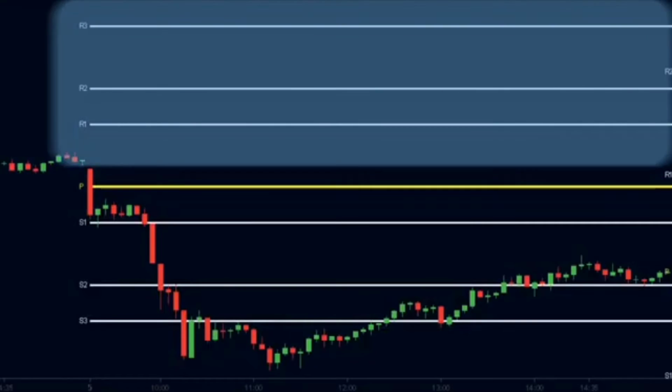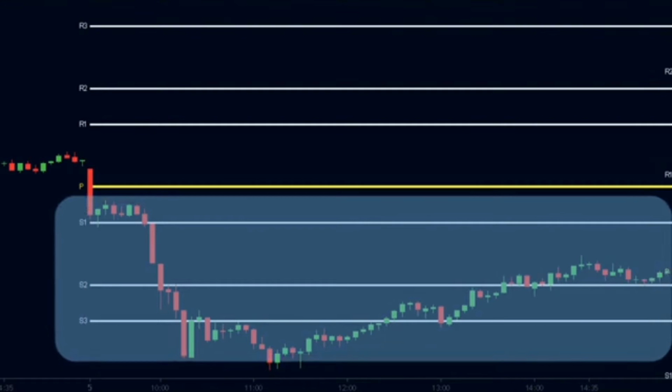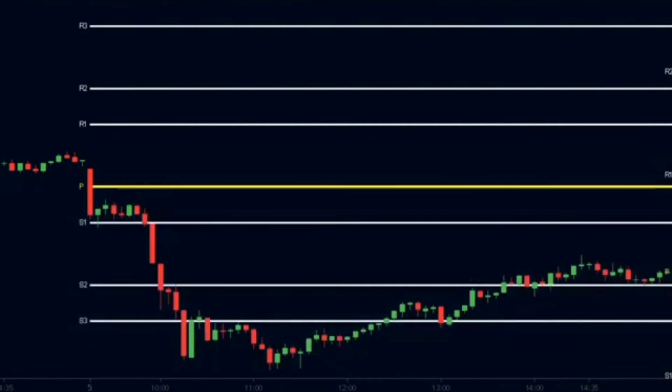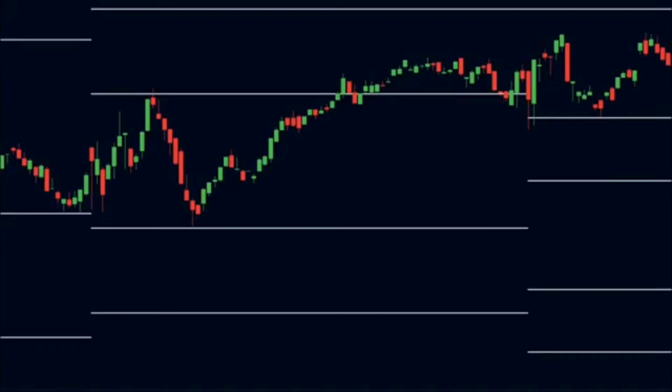The 3 lines above the central pivot are called the R1, R2, and R3 respectively. Similarly, the 3 lines below the central pivot are called the S1, S2, and S3. Oftentimes, the pivot points can act as support and resistance levels. Hence, the price can reverse after hitting these levels.